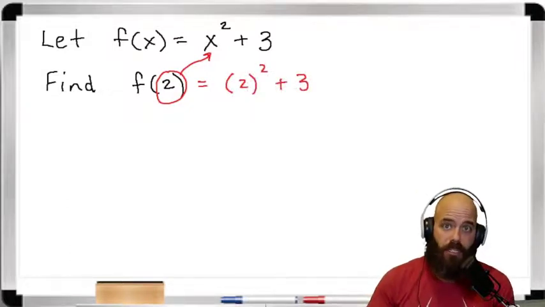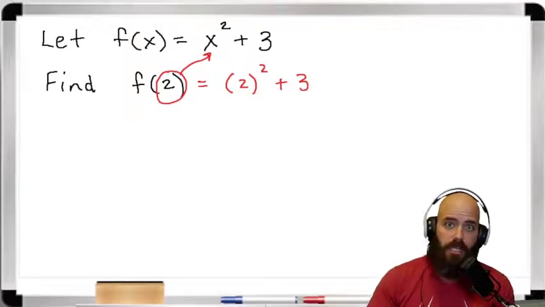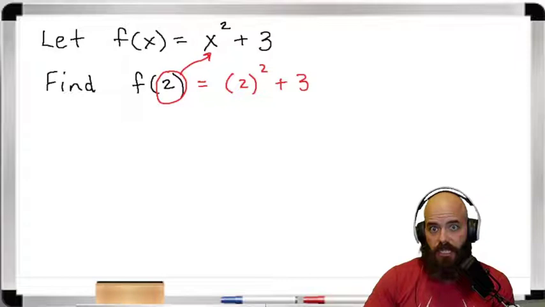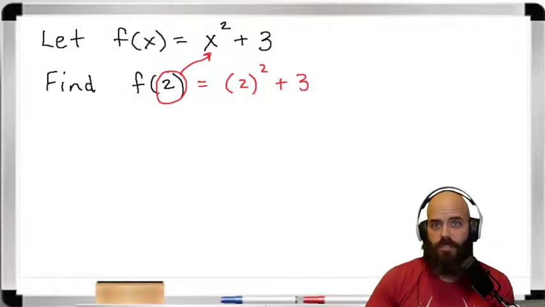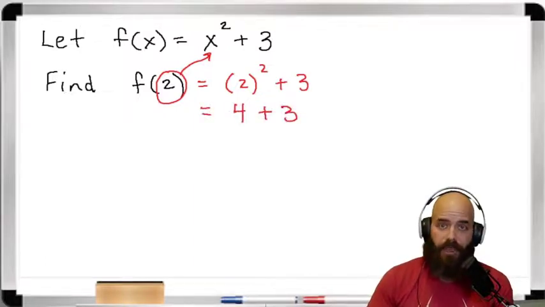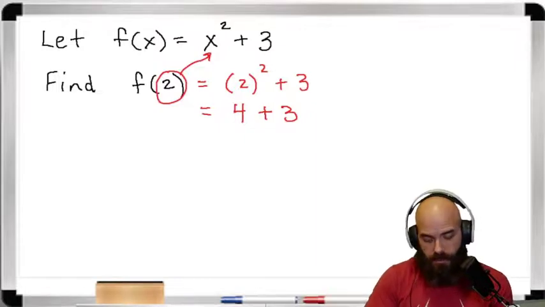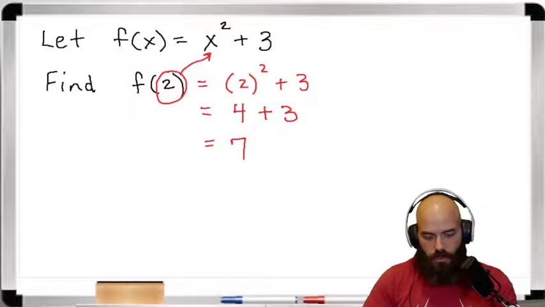And then we evaluate using our PEMDAS, our order of operations. Please excuse my dear Aunt Sally. And so here we will take that 2. It's squared, so we'll make sure we do that first. So 2 squared is 4. And then we would add 3. So now we have 4 plus 3, which is 7. So f of 2 is equal to 7.